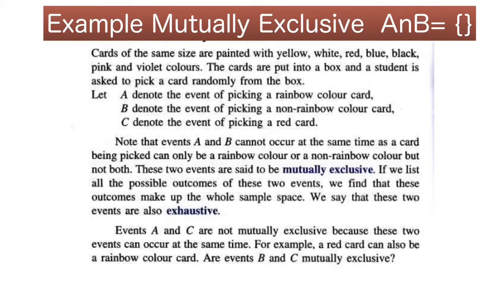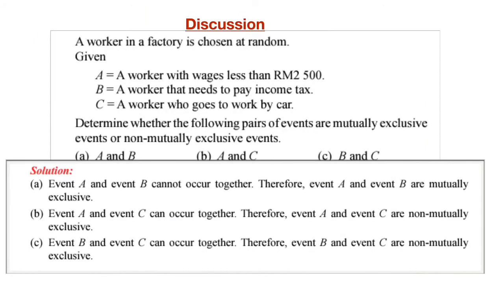So event A and event C are not mutually exclusive because these two events can occur at the same time. For example, a red card can also be a rainbow color card. Are events B and C mutually exclusive? Please answer me.